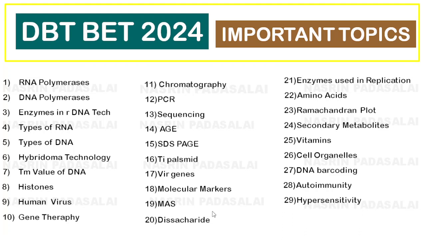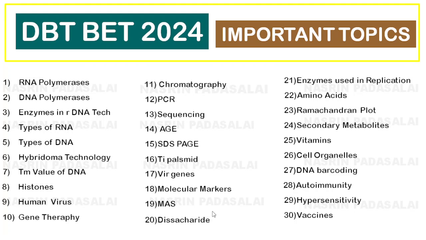Next is hypersensitivity reactions. There are 4 reactions. In the QB book you can find a tabulated column. Just read the tabulated column alone. These days in the DBT BET exam also you can expect match the following type of questions. So don't compare the CSIR question paper with the DBT BET JRF exam question paper. The difficulty level of the DBT BET exam is below moderate level. It is easy to moderate level. So if you prepare for at least 2 months, you can clear in category number 1.